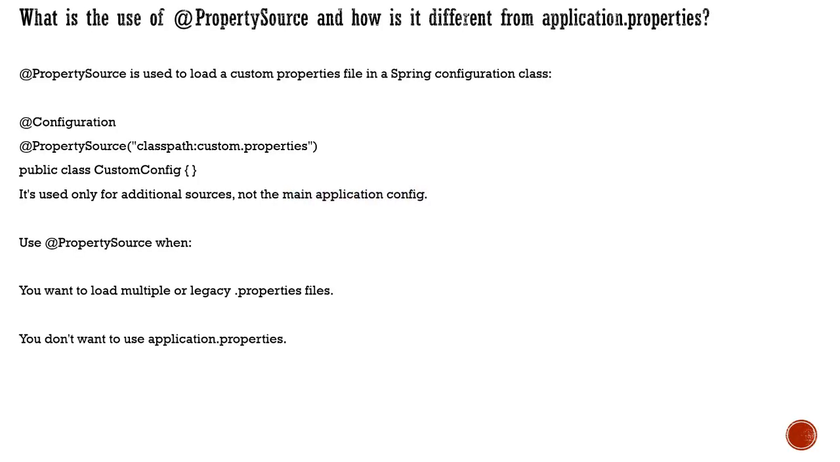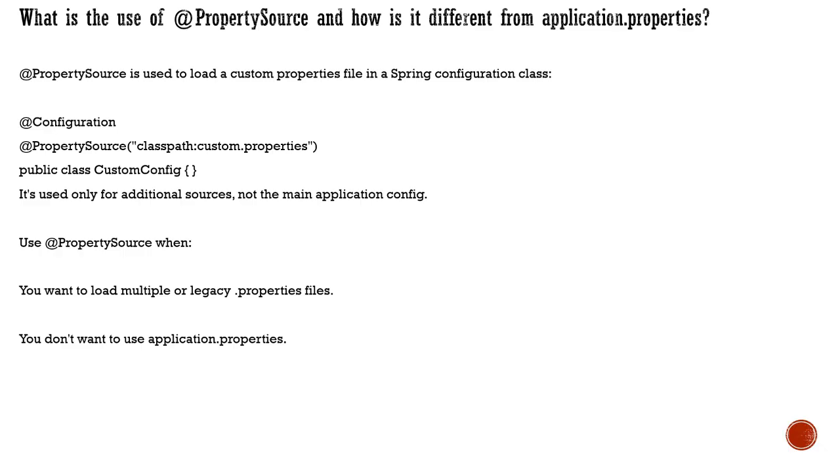Now what is the use of @PropertySource, and how is it different from application.properties? This is one of the annotations which is used for loading your custom properties. Okay, let's say you are maintaining the Spring Boot configuration and you define your @Configuration class over there. You have to annotate it with @PropertySource, and then you have to give the particular details of the properties name. Let's say the name is custom.properties.